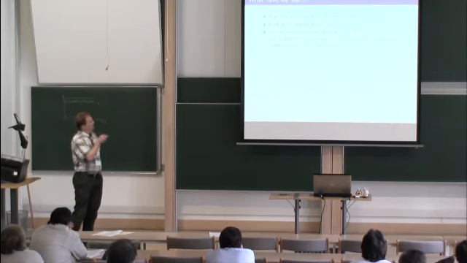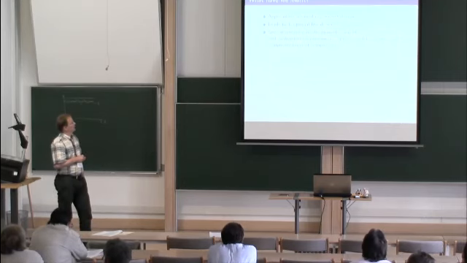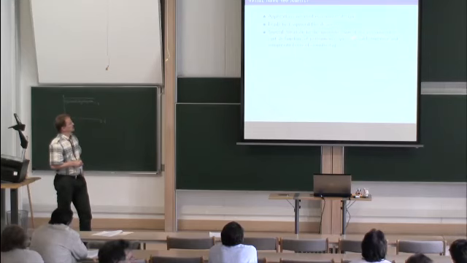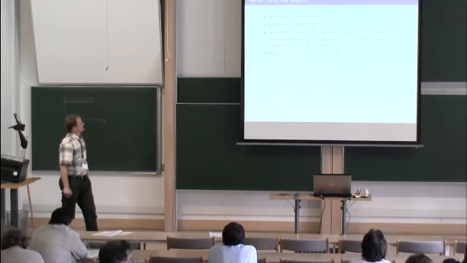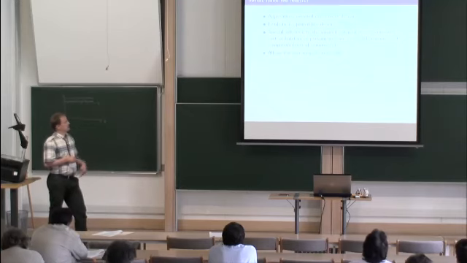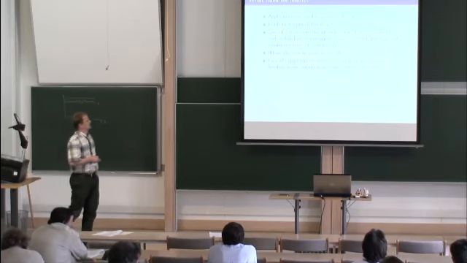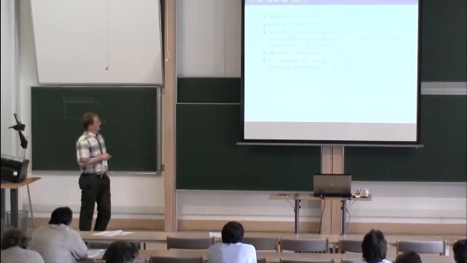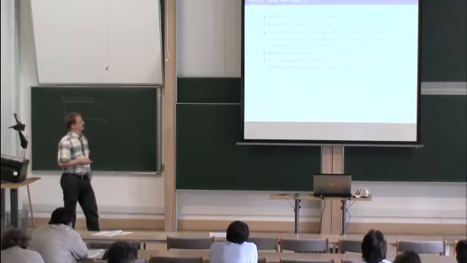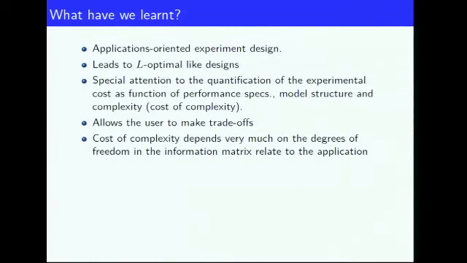I paid special attention to the quantification of the experimental cost as a function of the performance specifications of the application, of the model structure, and the complexity of the system. This is what I call cost complexity. By doing this quantification, the user can make trade-offs between the experimental cost and the performance of their application, for example. And we saw two examples in the linear regression case. In one, the complexity did not cost anything when we had free choice of our regressors, whereas in the Toeplitz case, it became very costly.